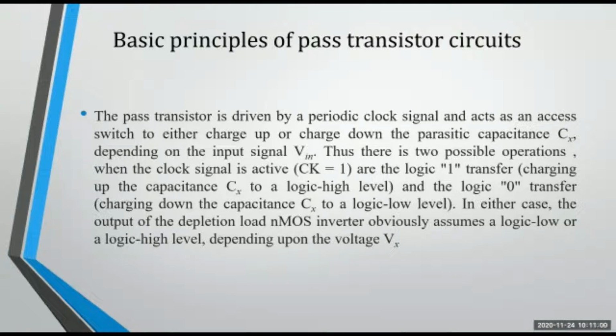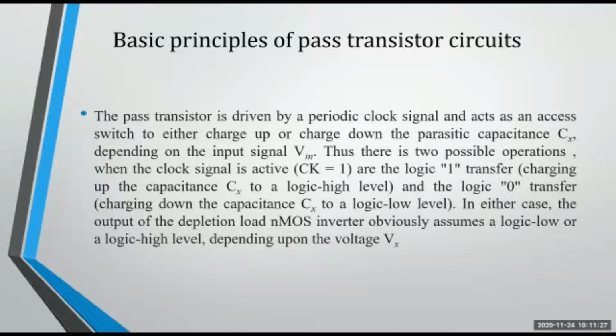The capacitance is connected to a pass transistor, which is mainly used to give out the output, or to show that no output has been stored in the capacitor. Whenever the capacitor is fully charged, we call it an output has been obtained. So the pass transistor is used as a switch to charge up or charge down the capacitance, depending upon the input signal you drive to the pass transistor.